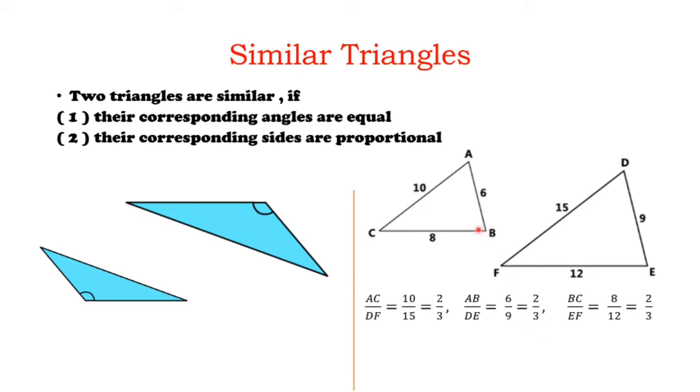And lastly, BC and its corresponding side EF, the ratio of BC and EF is again giving us 8 upon 12, which is equal to 2 upon 3. So hence we can say that their corresponding sides are proportional. It means the ratio of corresponding sides is the same in similar triangles.